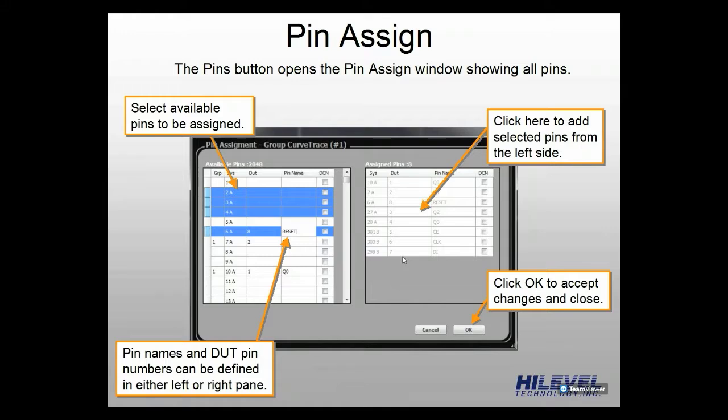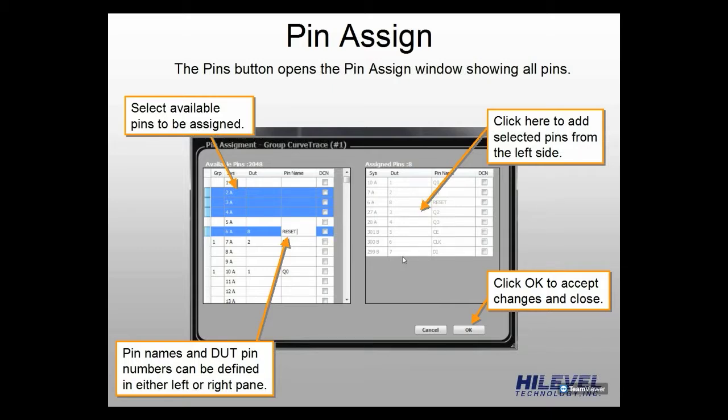First step in test setup is to use the Pins button to easily define your pins. On the left side of the pin assignment window, you have a list of all the channels available in the CurveMaster. All you need to do is to highlight pins in the left panel that you want to assign, and click in the right panel. Once you assign the pins, the software knows which pins will be used for the test.